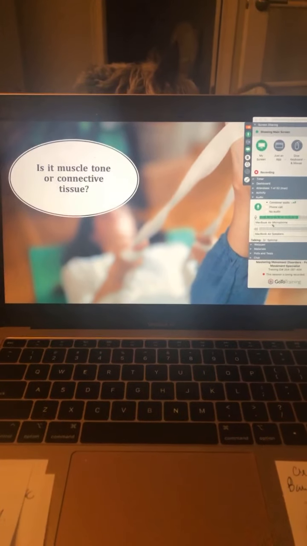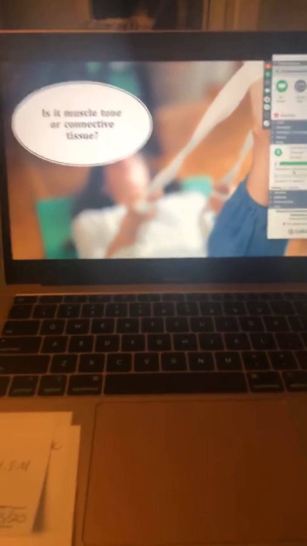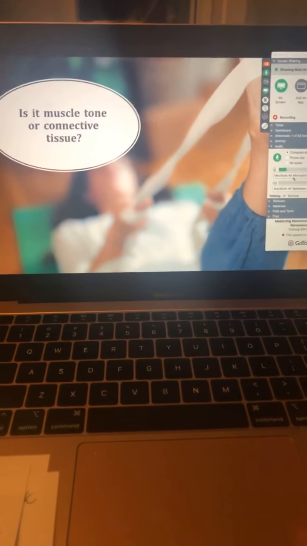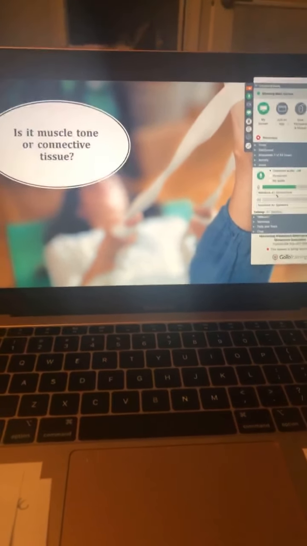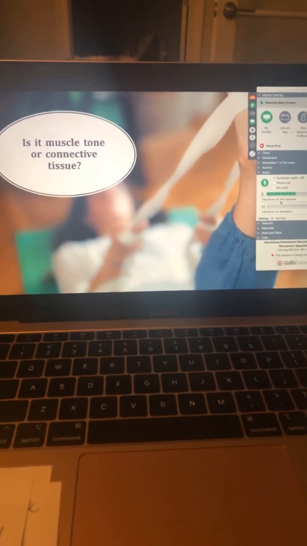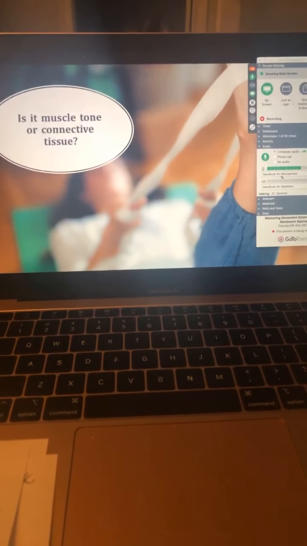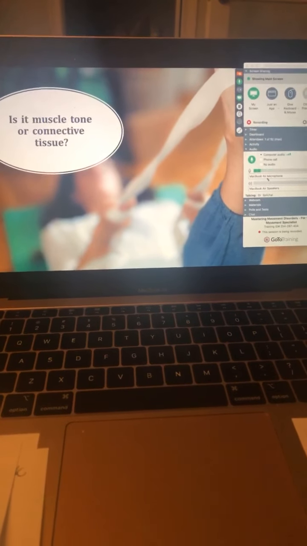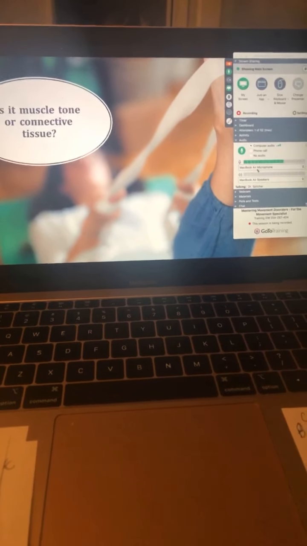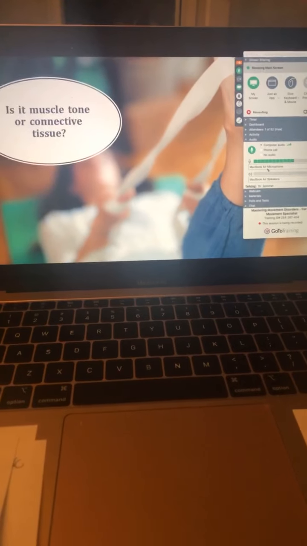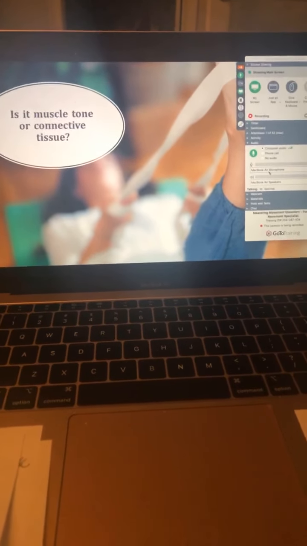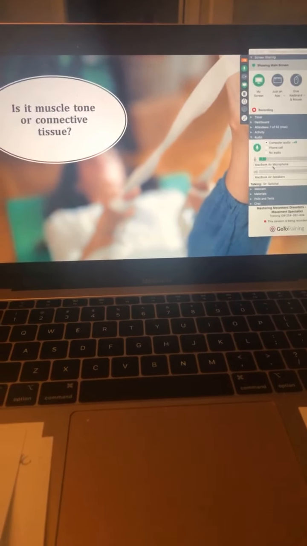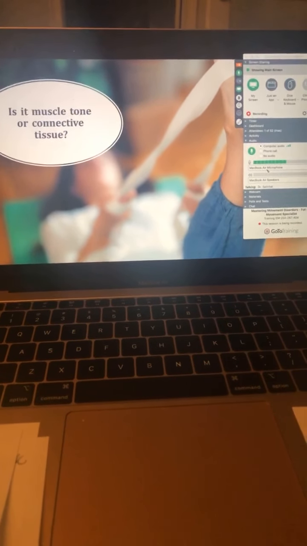Or is this mobility issue a connective tissue issue? Because they have to be addressed differently. And sometimes the responsiveness of the intervention that you do might not have an effect. If it is muscle tone, is it more effective to stretch? If it's connective tissue, do you get an effect by stretching? So we do want to understand what is causing the restriction in mobility in your clients.